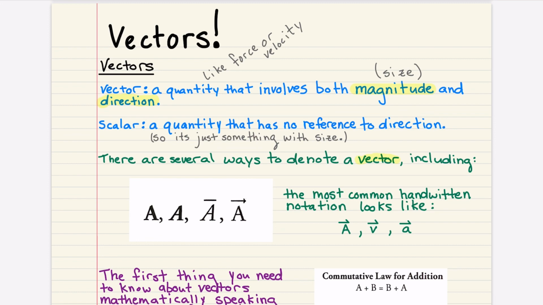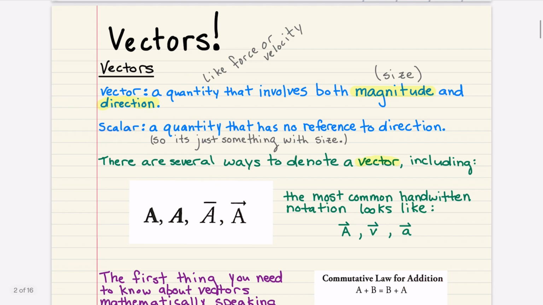Think about how much mass something has, like the mass of a pumpkin, all right? The mass of a pumpkin doesn't have a direction. It just has an amount, okay? You don't think about what direction the mass of a pumpkin is, all right? So this kind of a quantity, we call it a scalar, a quantity that has no reference to direction. So it's something that just has size. So there's always just two kinds of quantities in physics, a vector quantity or a scalar quantity, all right? And a vector quantity you could think of as an arrow, and a scalar quantity you cannot, all right?